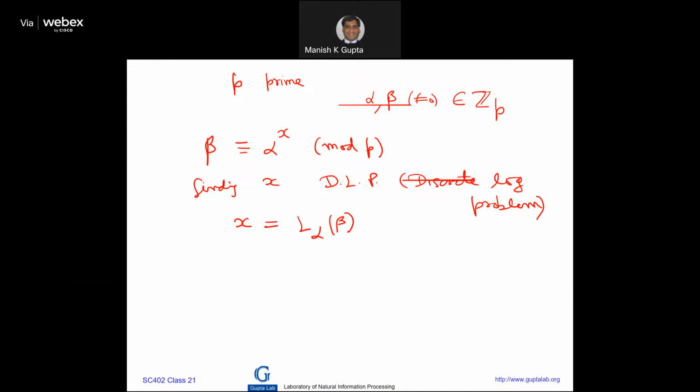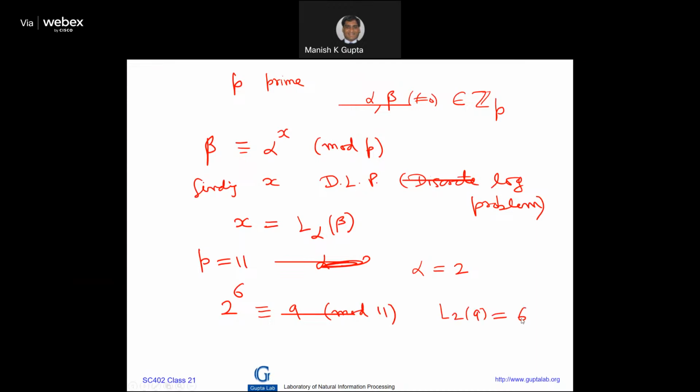So let us take an example. Suppose p is equal to 11, alpha is equal to 2. Now, what is the value of 2 raised to power 6? We know that modulo 11, this value is 9. So we can write down L2 of 9 is equal to 6.